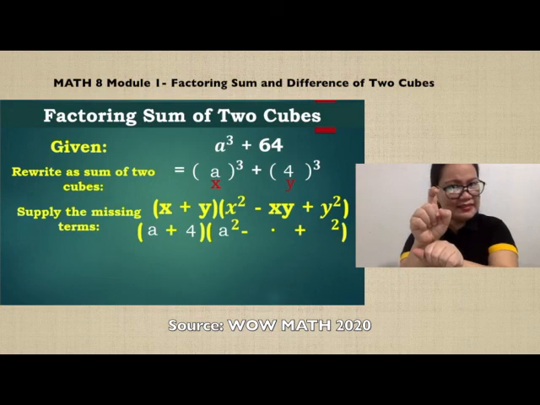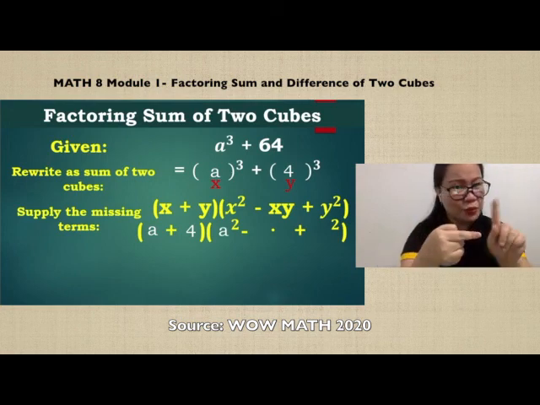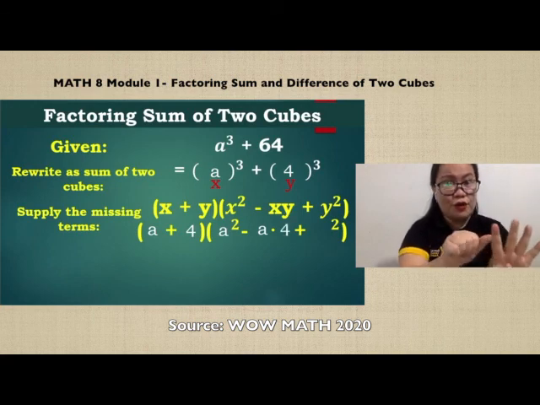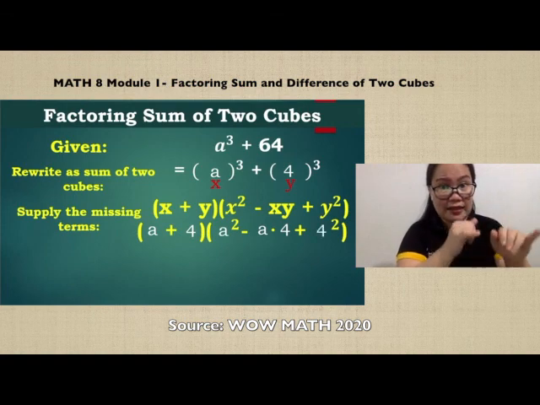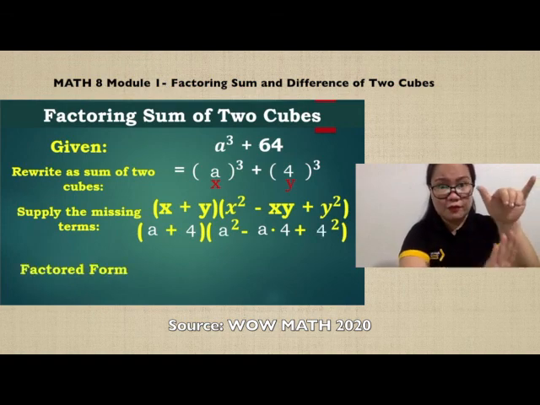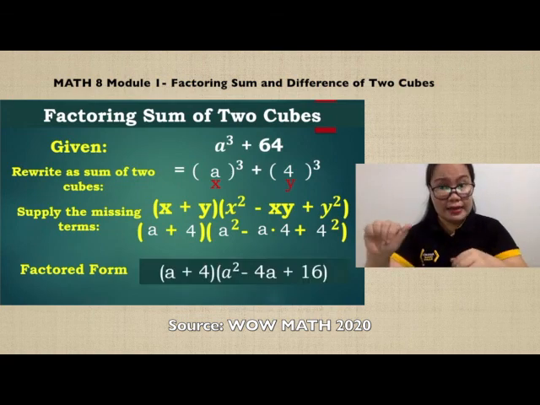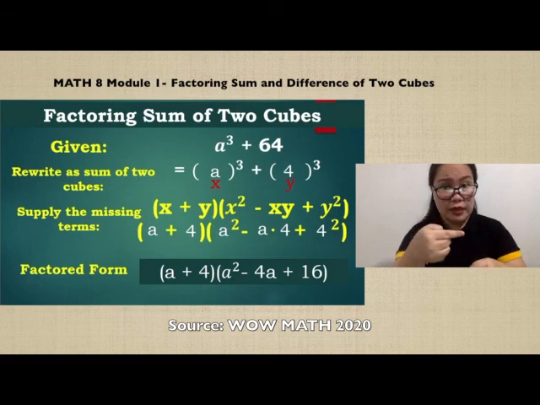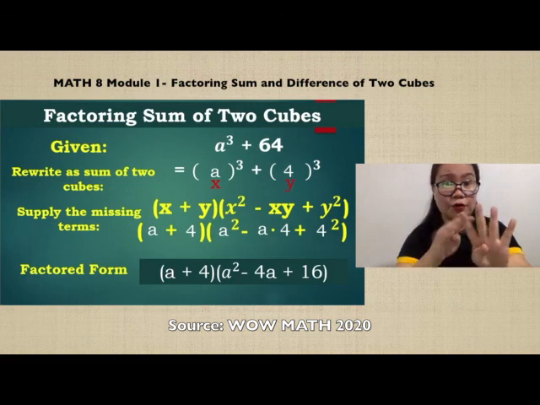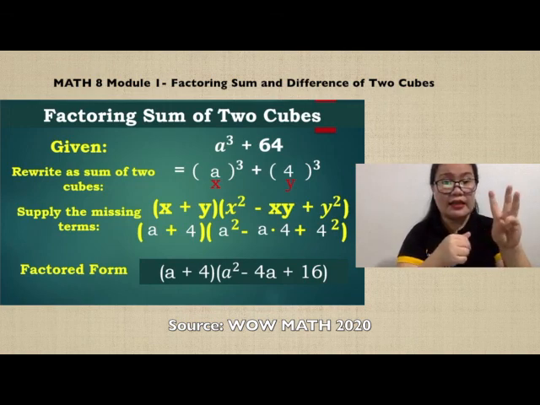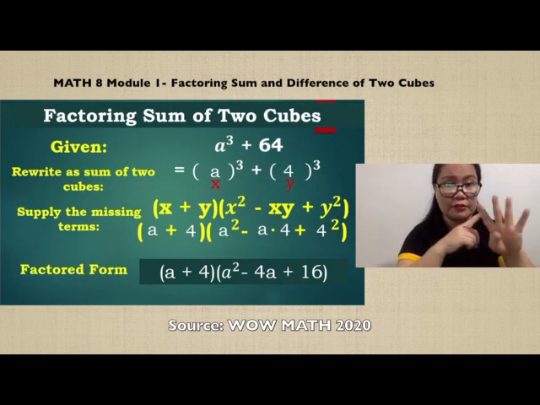So, magiging a squared minus, what is your x? A. Your y is 4. So, ita-times natin yan mamaya. And then, your last term, that is y. So, that is 4 squared. So, we will now have the factored form of a plus 4 times a squared minus, i-times natin si a times 4, that will become 4a, plus, yung 4 squared, evaluate natin, so 4 times 4, that is 16.